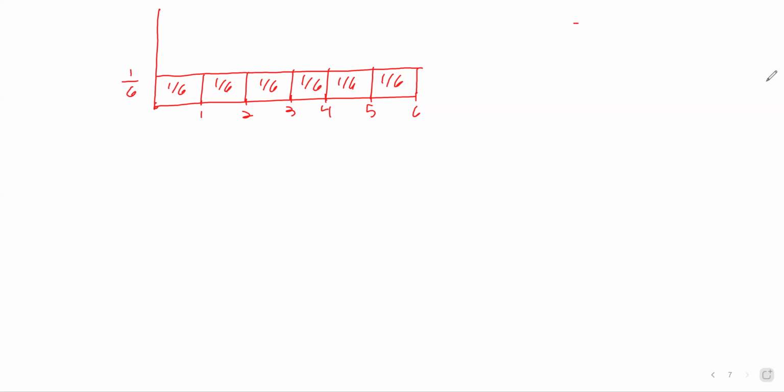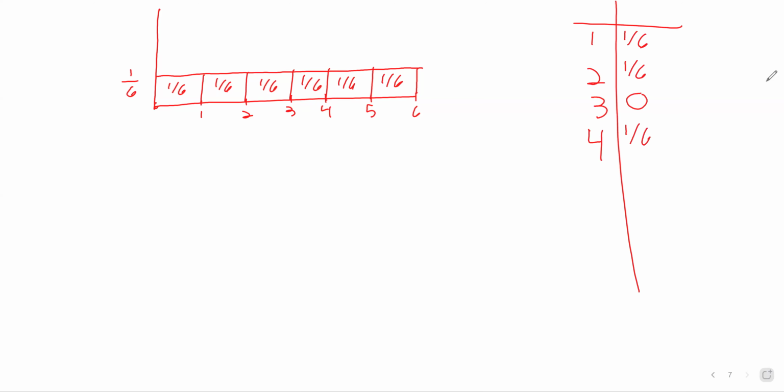And if we had a weighted die, maybe we have a die that never rolls a 3. And to compensate, it's more likely to roll a 6.